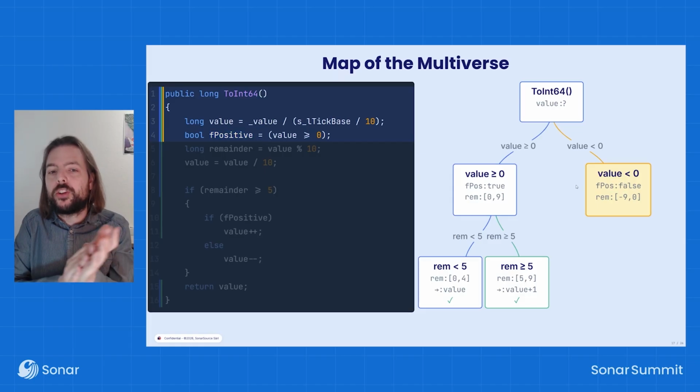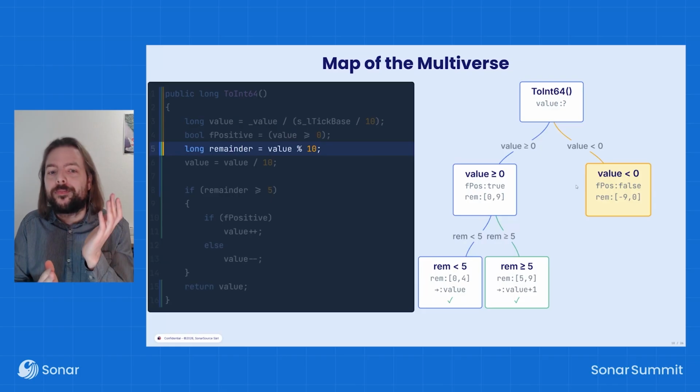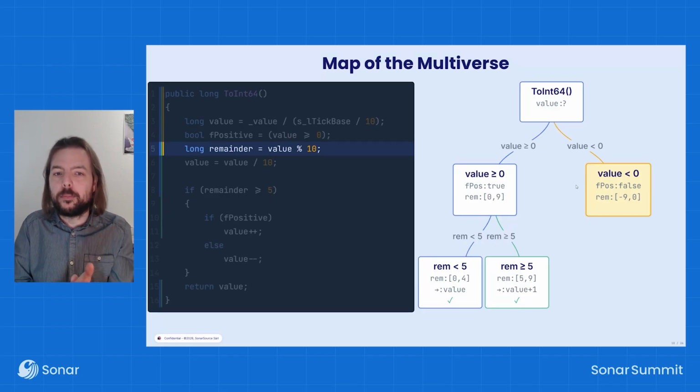The engine, of course, knows how the modulo operator works in C#. So it knows value is negative here, because that was the assumption that was taken a moment ago. And therefore the remainder must become negative. So it must be between -9 and 0.